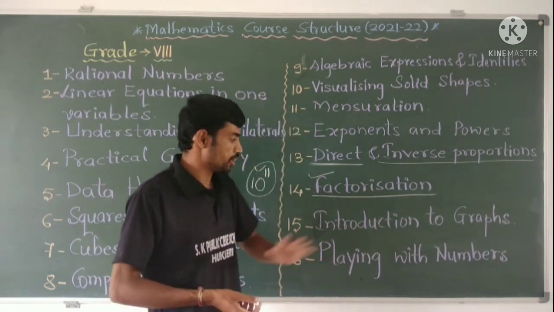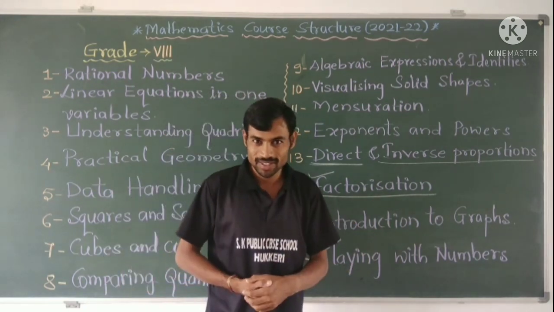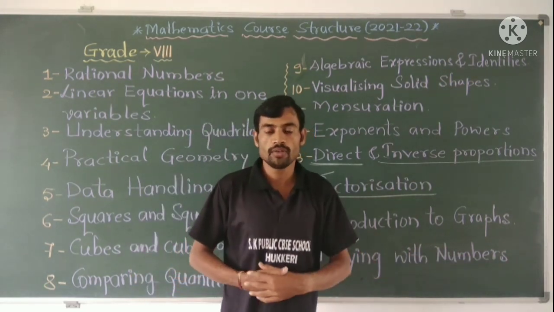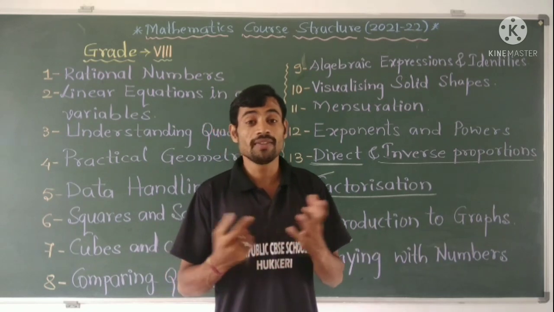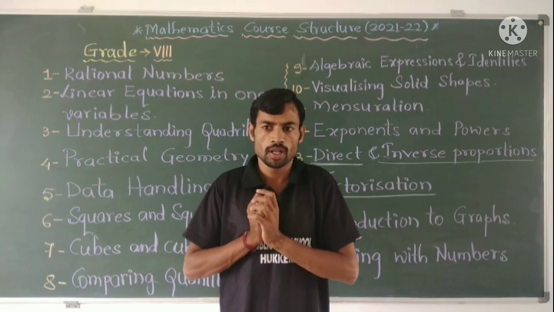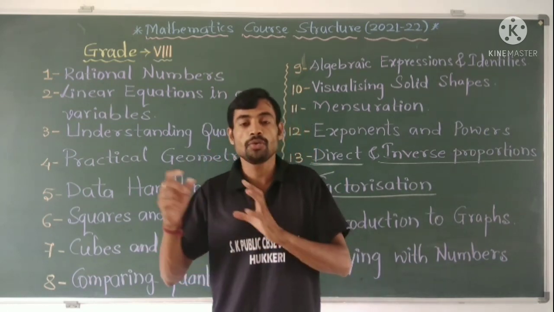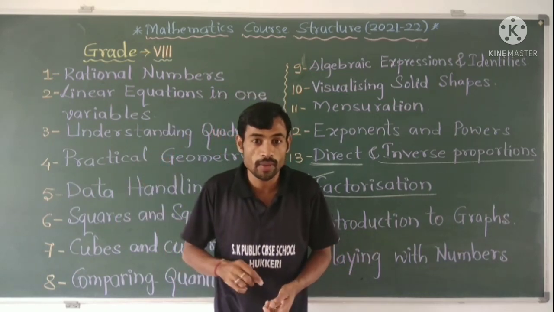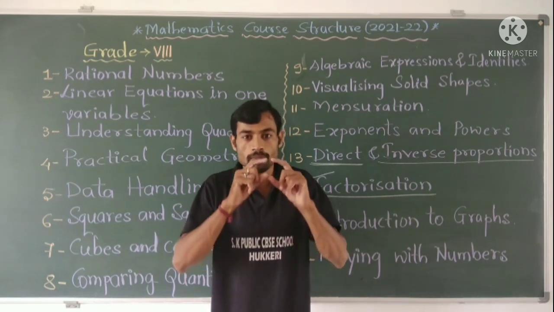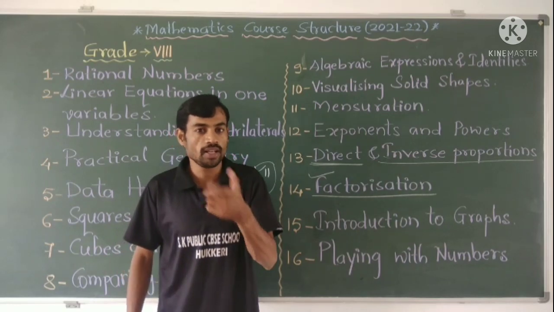Clear? And the last one is playing with numbers. So how do you play with numbers? There are some tricks we have to use. What are those? Divisibility tests, as I told. Suppose they give one number. Can you tell that this number is divisible by 4? Can you tell that this number is divisible by 11? How can you identify? There are some techniques, some rules we have to follow for the divisibility test.